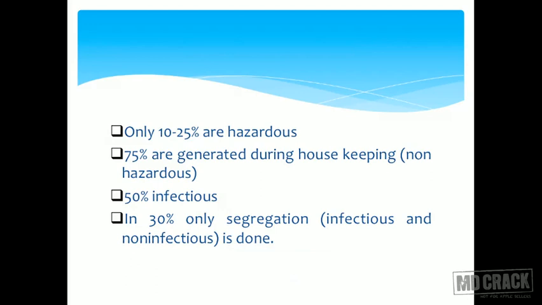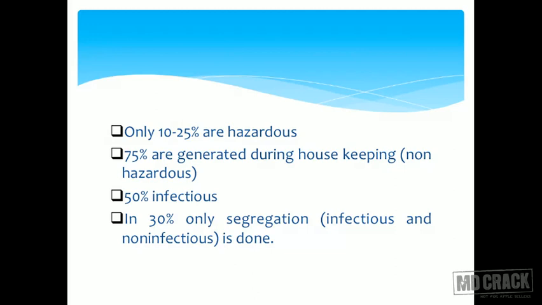Only 10 to 25% of the waste generated from a biomedical facility is hazardous. 75% is generated during housekeeping, which is the routine work that is done in the hospital like we have at our houses. 50% of the total waste is infectious. So 50%, say for example bed linen, it is also generated in the house, but the bed linen in the house is not infectious. In the hospital it can be infectious, and therefore 50% of the total waste can be infectious. In 30% only segregation is done. That is the story for everything here. Segregation is not practiced. When we have to dump something, we don't segregate into biodegradable and non-biodegradable or wet and dry.